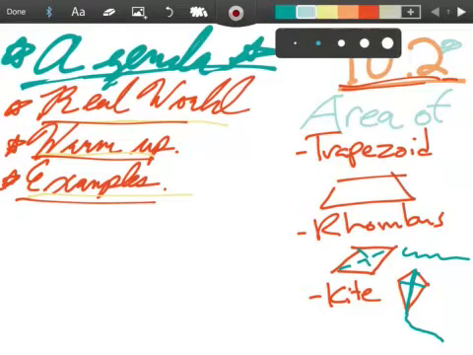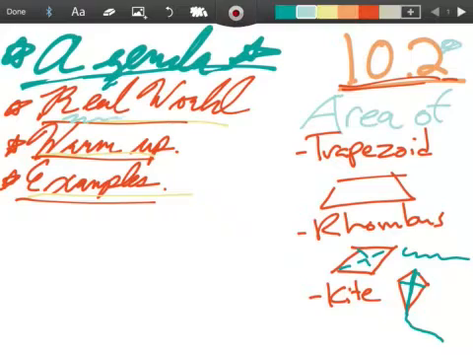The agenda for this video is taking a look at real-world examples, just for the trapezoid, really. We'll continue with a warm-up, and we'll conclude with some examples for taking the area of a trapezoid, rhombus, and kite. Let's get to it.